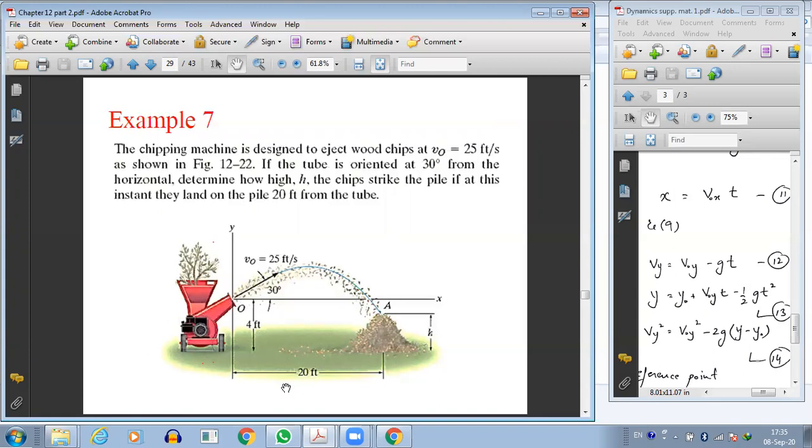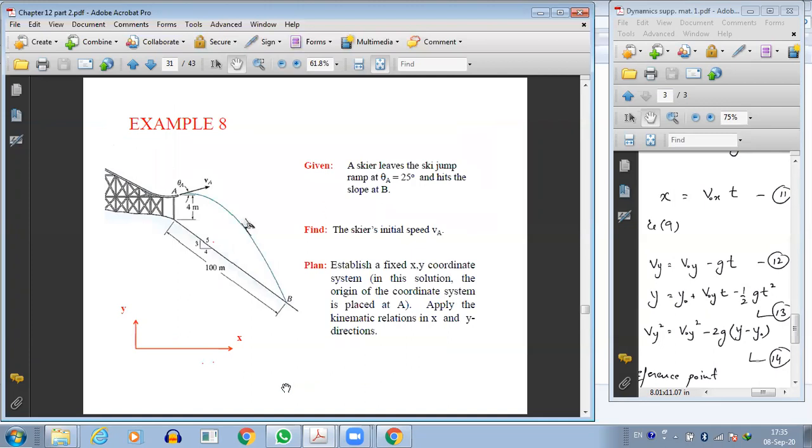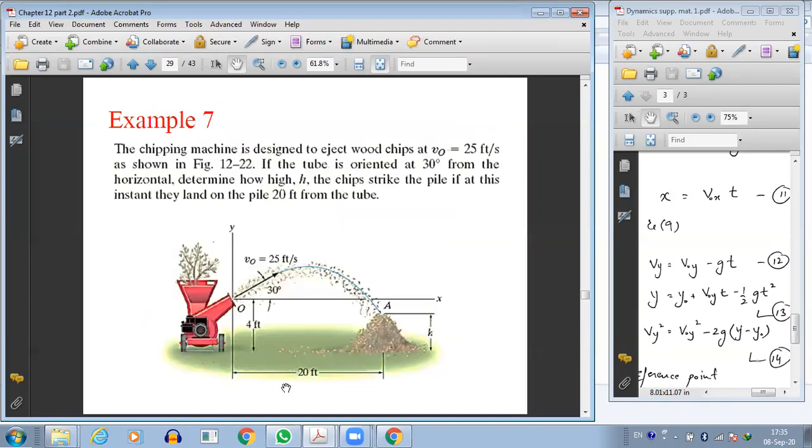This problem, you can see yourself. No difficulty in it. Let's solve this one, because all the problems are similar in nature actually.